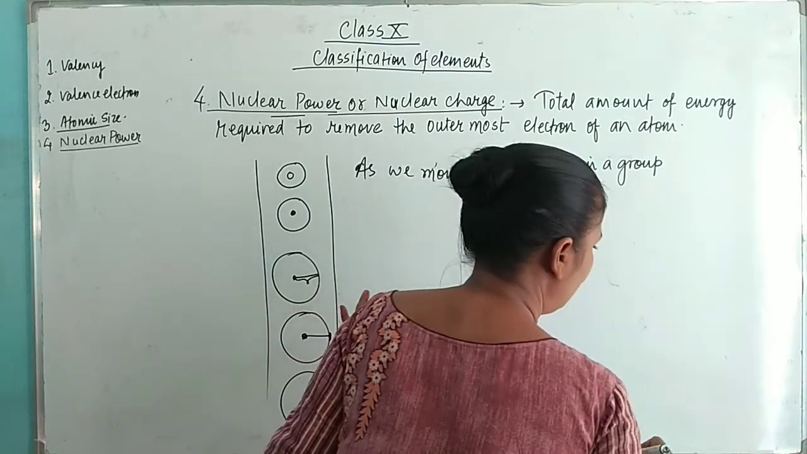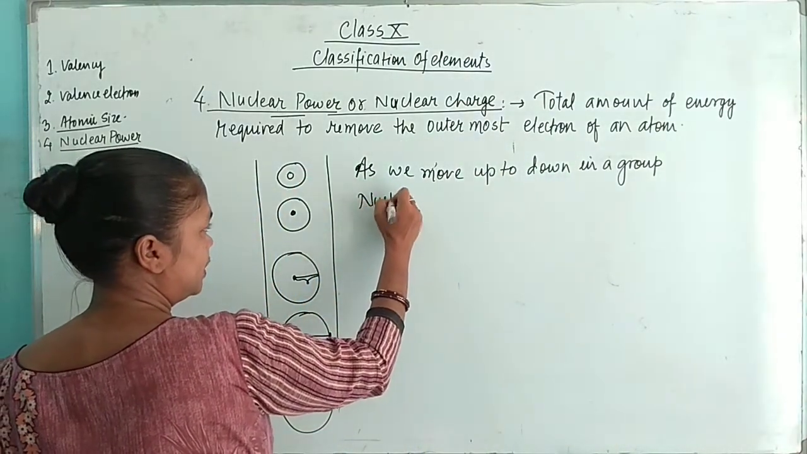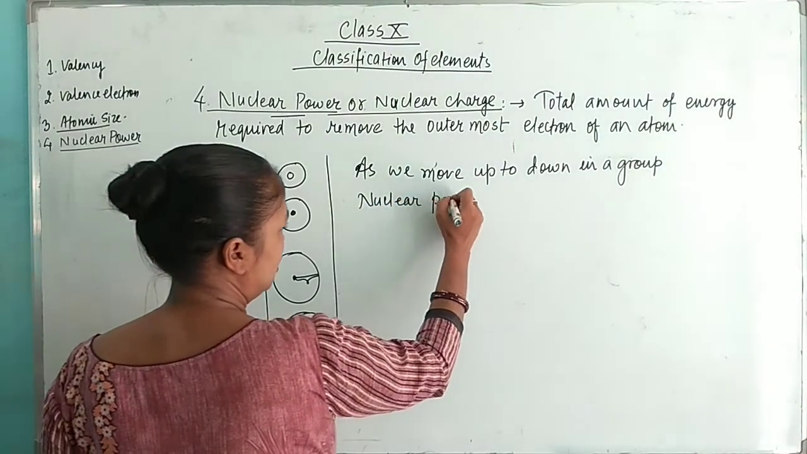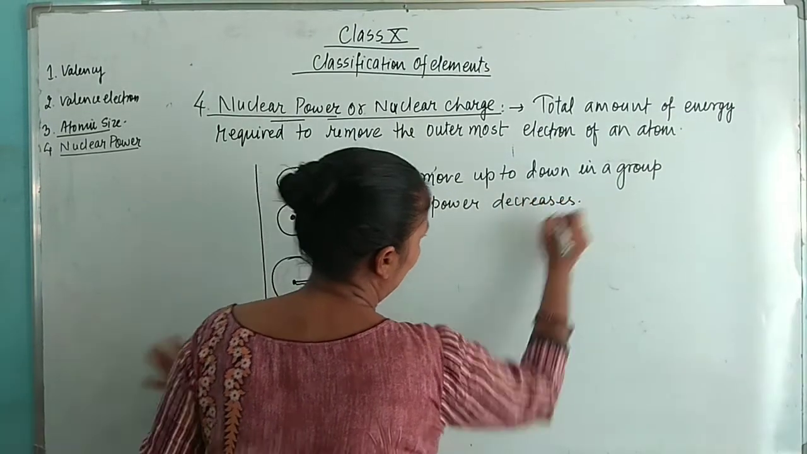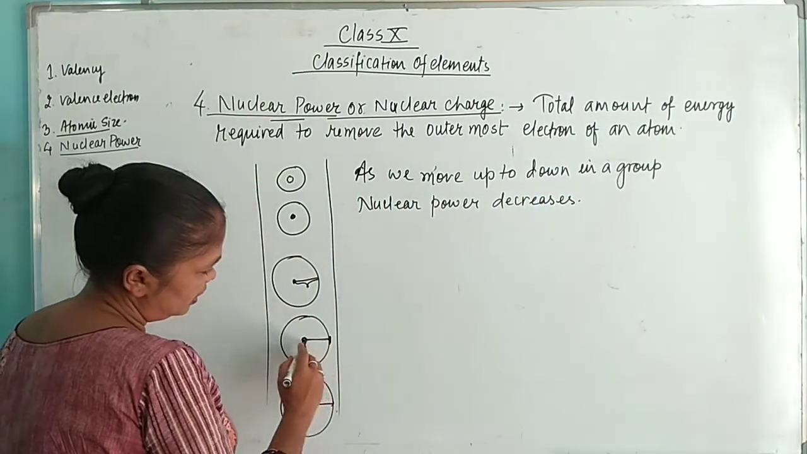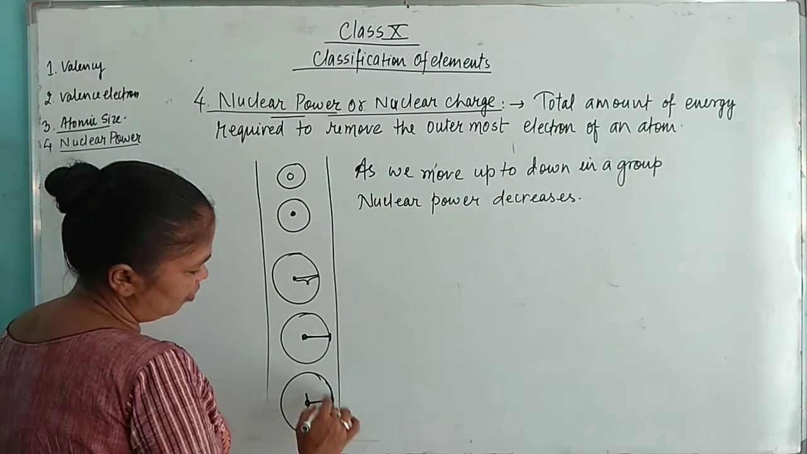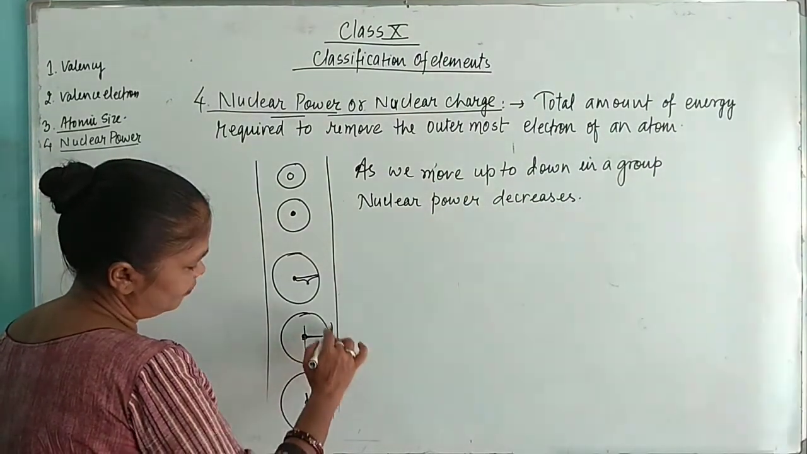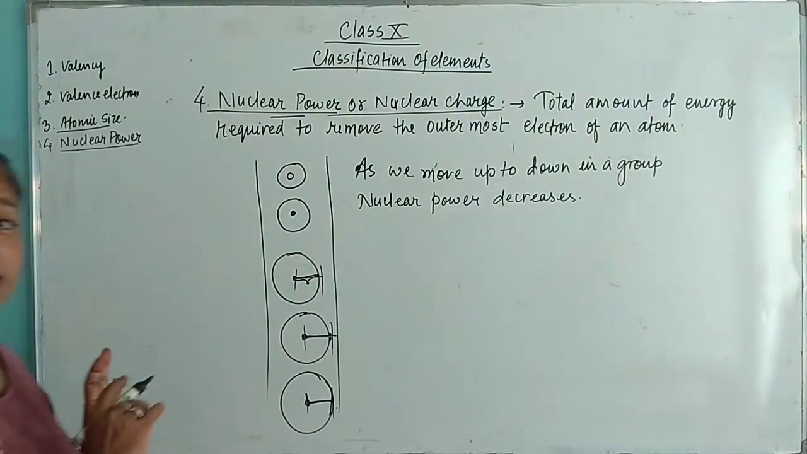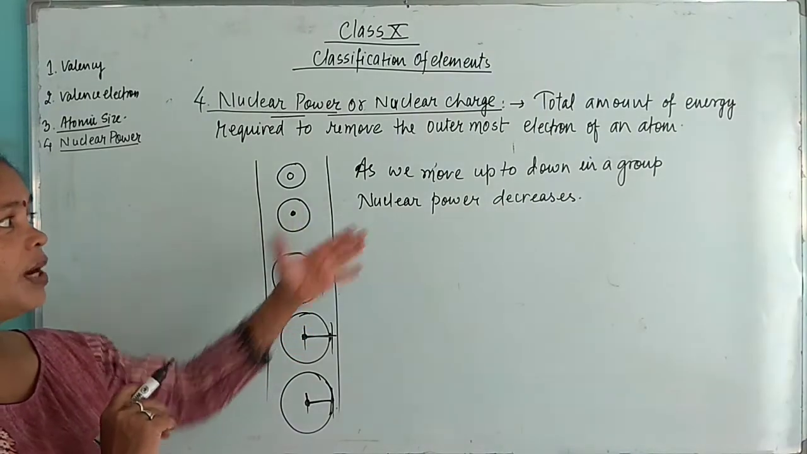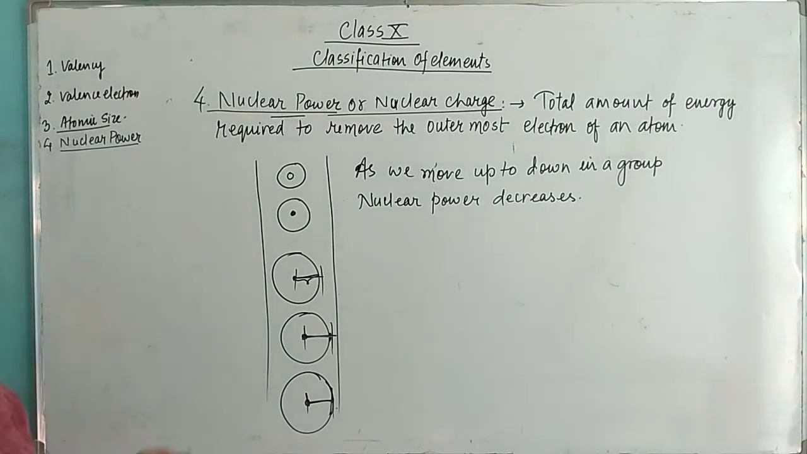As we move up to down in a group, the nuclear power decreases because the radius is increasing, means the distance of the outermost cell is increasing. The distance between the nucleus and the valence cell is increasing. This is the reason that the nuclear power decreases as we move up to down in the group. So now next.